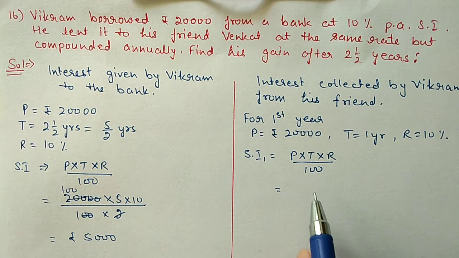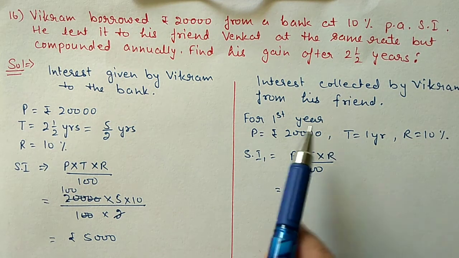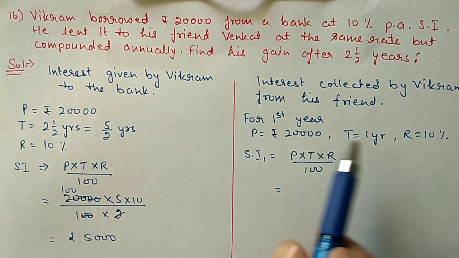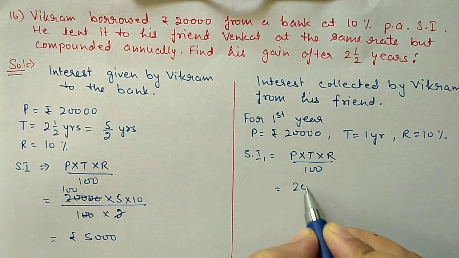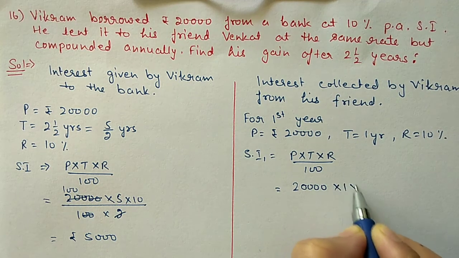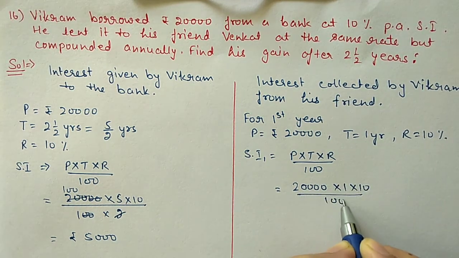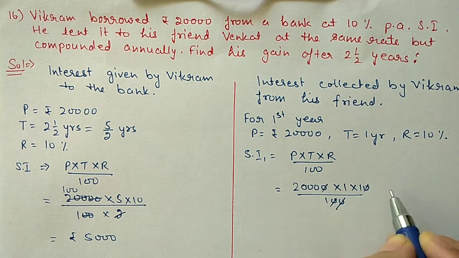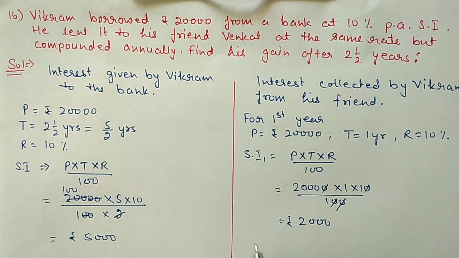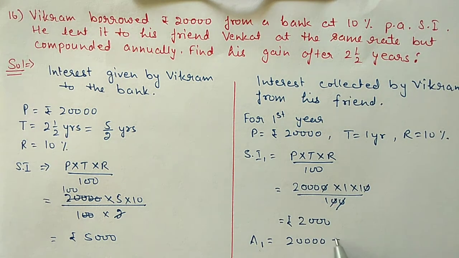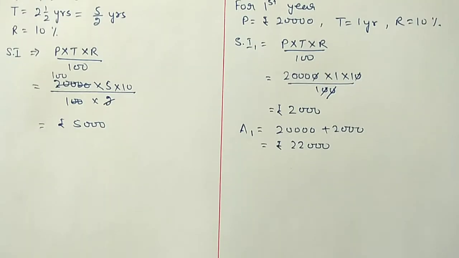Now he will calculate how much he has collected from his friend. So for first year, principal money is 20,000, time will take 1 year, rate of interest is 10%. 20,000 into 1 into 10 divided by 100, cancel out 2 zeros. So simple interest for first year is 2,000 rupees. It means amount by the end of first year will be 20,000 plus 2,000, which is equal to 22,000.